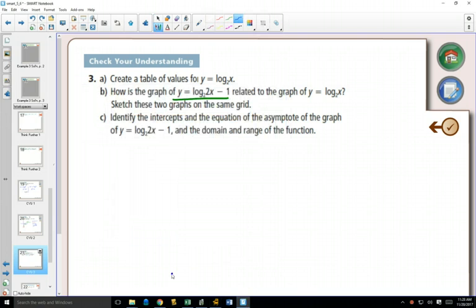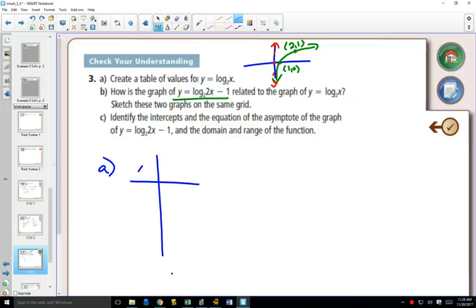So in A, creating a table of values, first of all, you should know that your log 2 graph looks like this. Every log graph has the point 1, comma 0. Since the base is 2, this one's going to have the point 2, comma 1. So as far as a table of values go, we already know when x is 1, y is 0. When x is 2, y is 1.